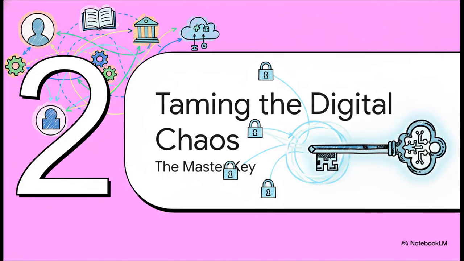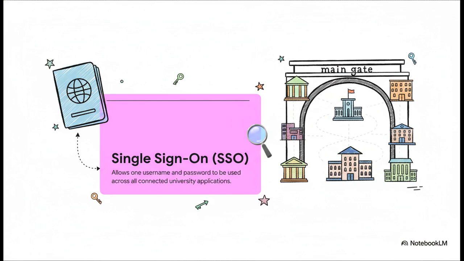So, okay, we've got students, faculty, departments, and shared tools, all needing different kinds of access. That's the chaos. So now let's get to the good part, the solution. The really elegant system that brings order to all of this and basically acts as the university's one master key. The first and maybe most important piece of the puzzle is single sign-on. You probably know it as SSO.